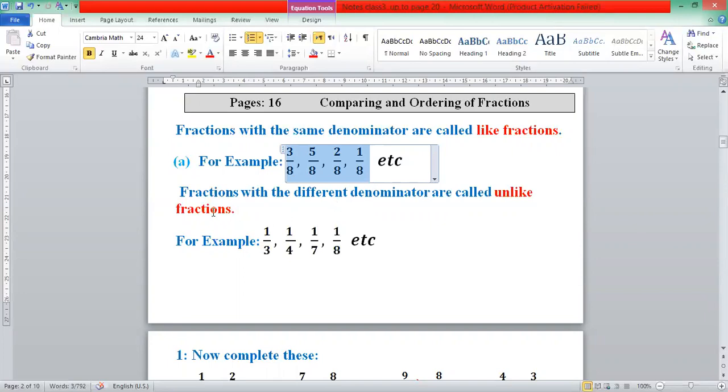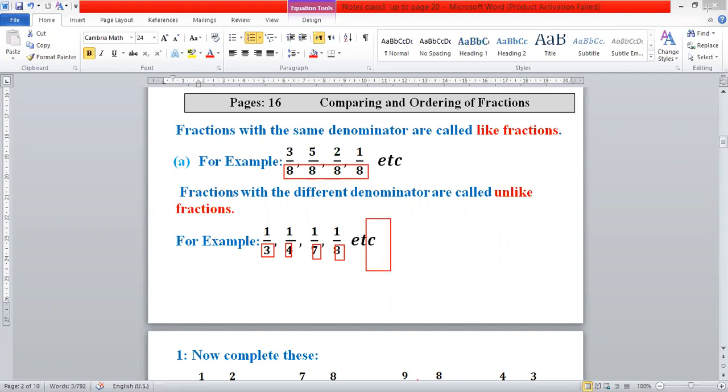On the other hand, fractions with different denominators are called unlike fractions. For example, 1 over 3, 1 over 4, 1 over 7, 1 over 8. Here we have different denominators, 3, 4, 7, 8. All are different. Here we have the same denominator, so these are called like fractions and these are called unlike fractions.